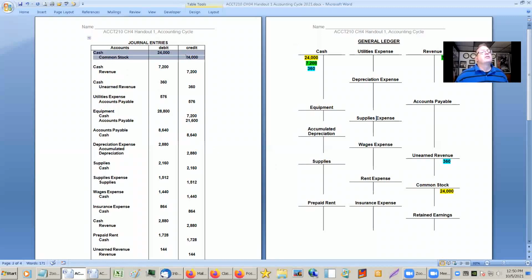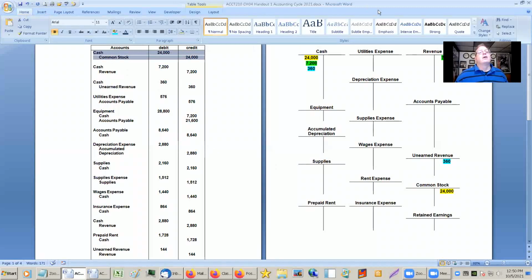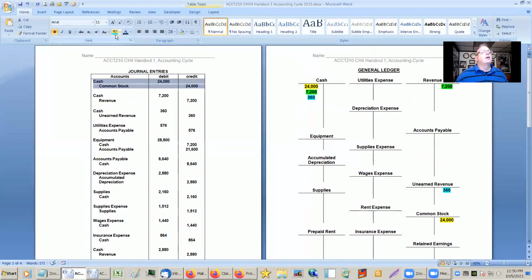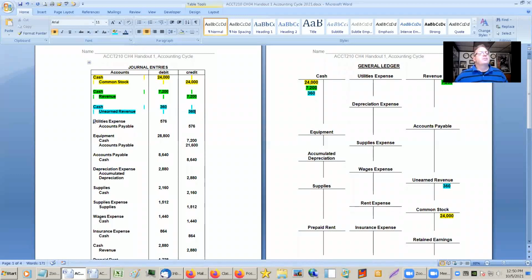All right. So I'm just going to go ahead. Okay, so we have that, we have that. Keep my color coordinating up to date here. Okay, and then we'll start over with yellow. Okay, so utilities expense and accounts payable. Utility expense is a debit. Again, expenses are always debits, remember? So 576.